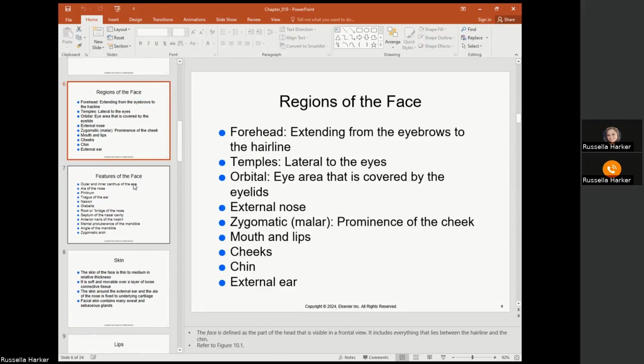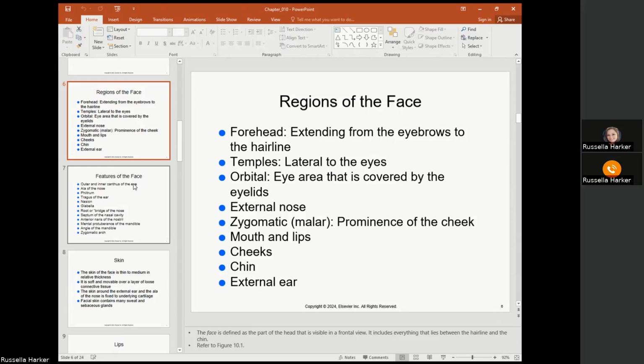With regions of the face, the forehead area extends from the eyebrows to the hairline. The temples extend from lateral to the eyes, and the orbital area is the eye area that is covered by the eyelids. The external nose, we have the zygomatic malar, which is the prominence of the cheek, and then you have your mouth and lips, cheeks, chin, and external ear.